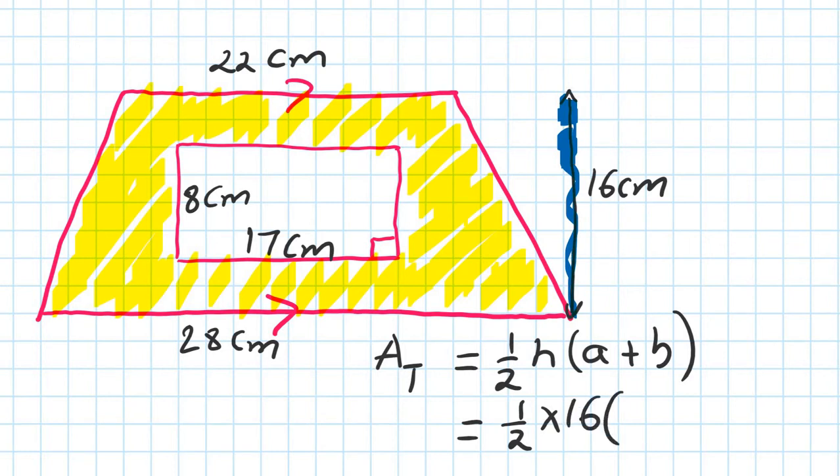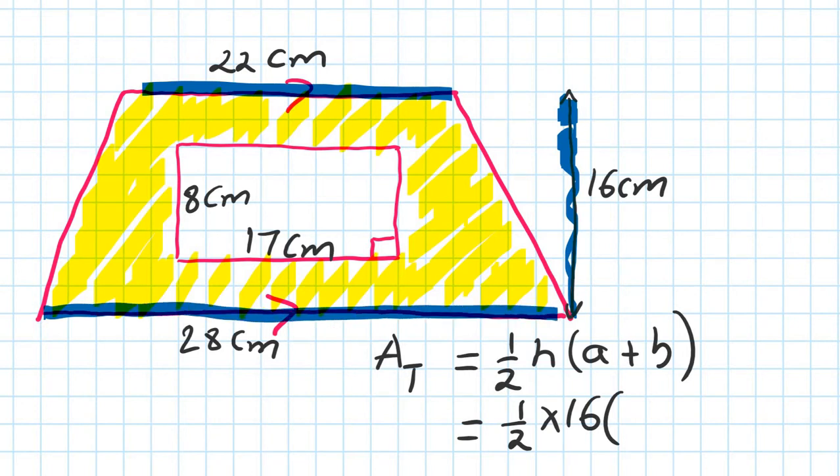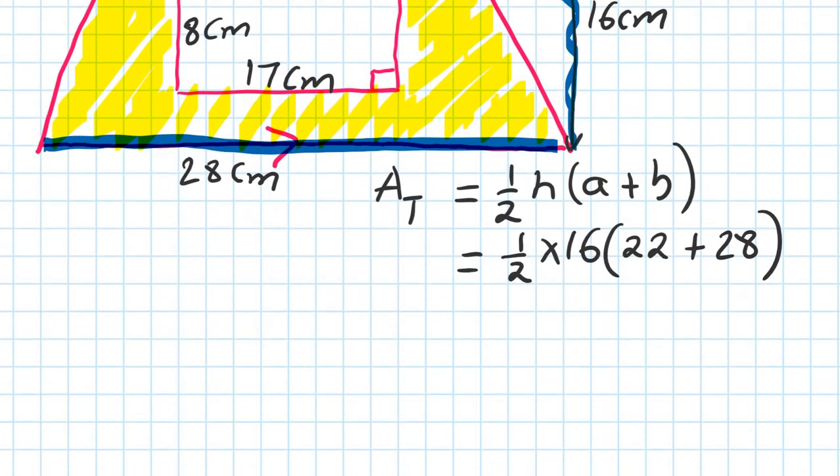You see, open bracket, A plus B. A is this side here, or A can be 28, it doesn't matter, because 22 plus 28 is the same as 28 plus 22. So it doesn't matter which one goes first. I just go 22 plus 28 first. If you put that in your calculator, you should get 400 centimeters squared. So that's the area of the trapezium.